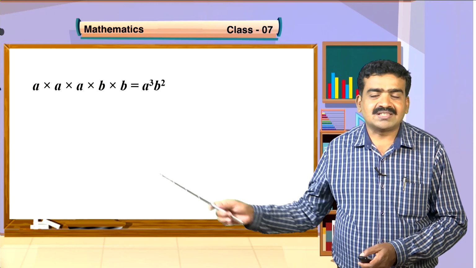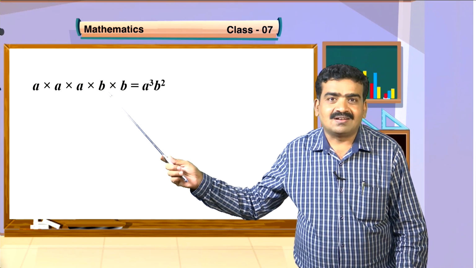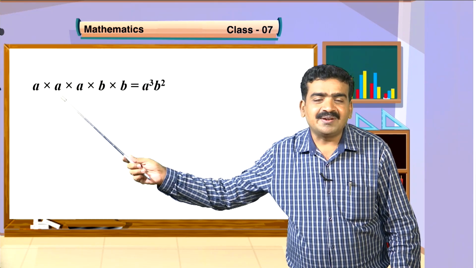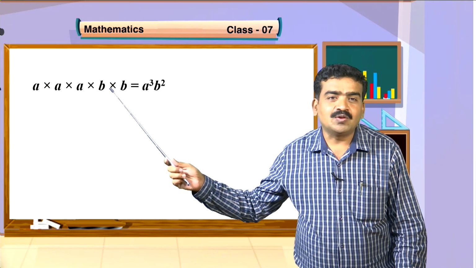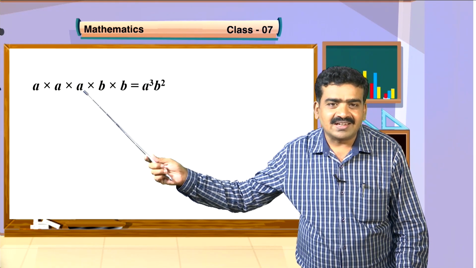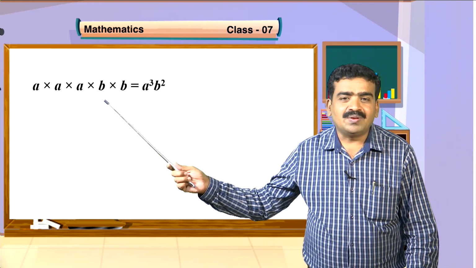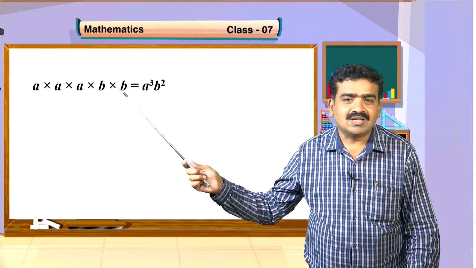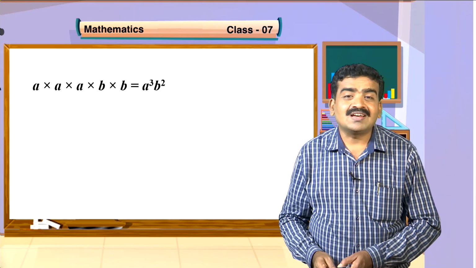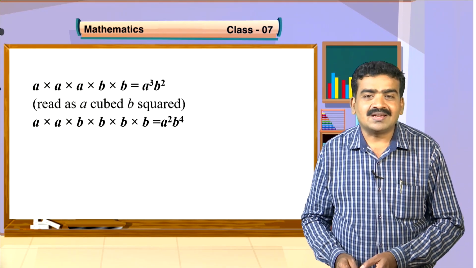Similarly, if there is a combination of 2 different alphabets or variables, a into a into a into b can be written as follows. Here a is repeated 3 times, therefore it is a cubed, and b is repeated 2 times, therefore it is b squared. Read as a cubed and b squared.